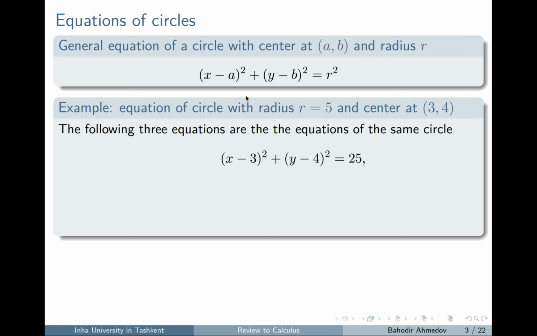So I'm just going to substitute a as 3, b as 4, and r as 5. If I substitute those numbers into this equation, I get this equation. If I open up all the brackets, I will get this equation. Then if I eliminate the constants, you see that 9 plus 16 is equal to 25, so it can be eliminated with this 25, and I will get this equation. So all three equations are the equations of the same circle.